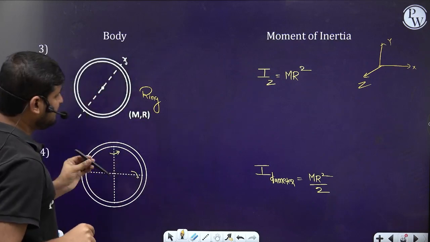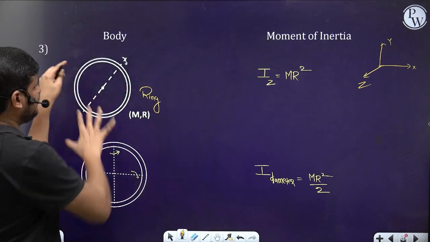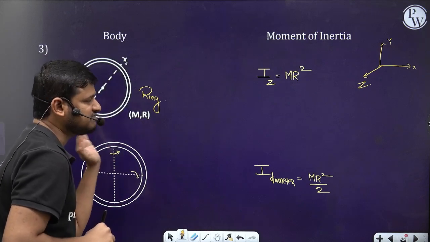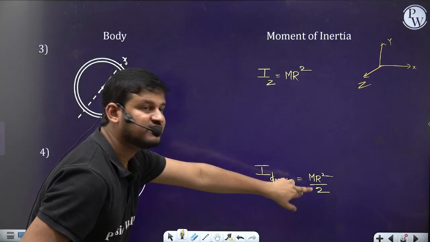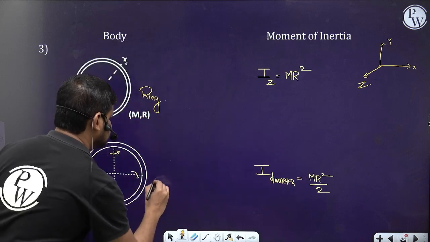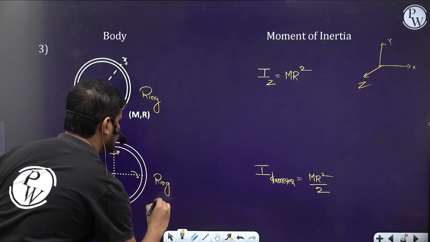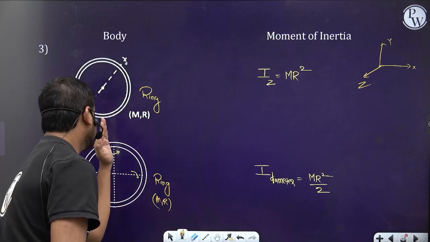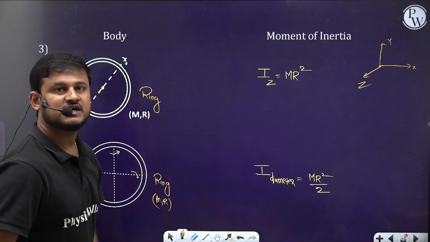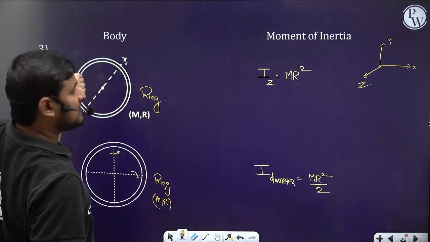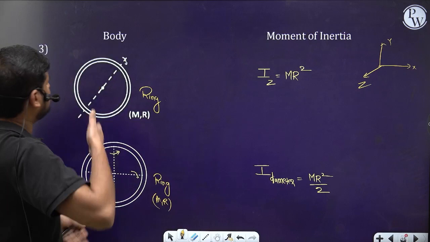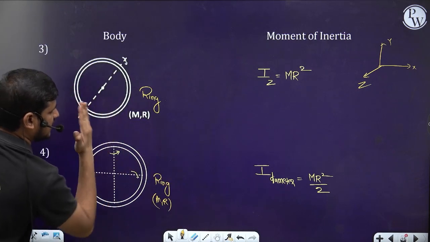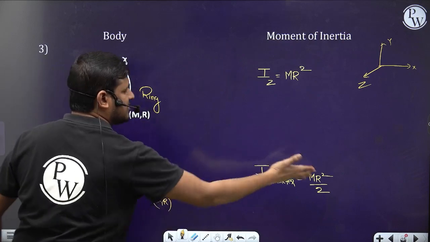Now, if we need it about the diametrical axis of the ring, about this axis or this axis, which is in the plane, the diameter which will be in the plane, then it is mr square by 2 for the ring. This is also the ring of mass m and radius r. About its diameter here or here, it will be mr square by 2. About its perpendicular axis, it's mr square. About its diameter, like this or like this, it is mr square by 2.